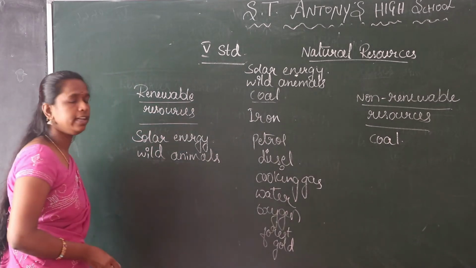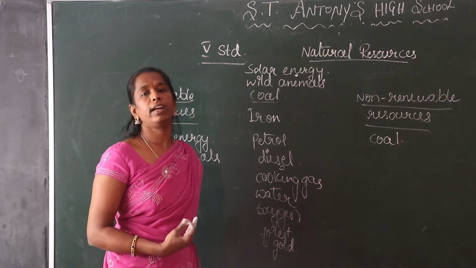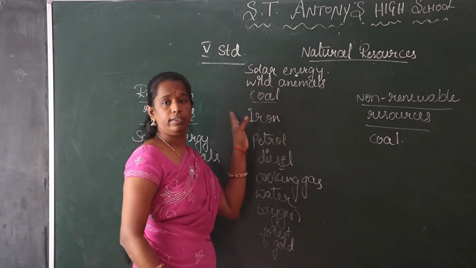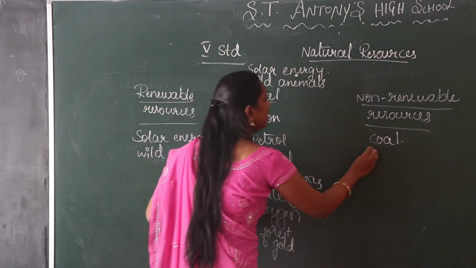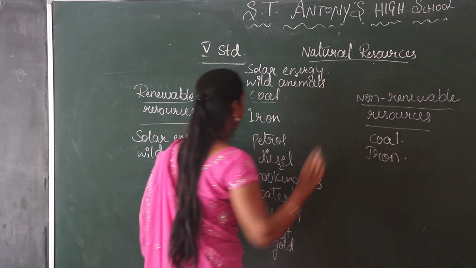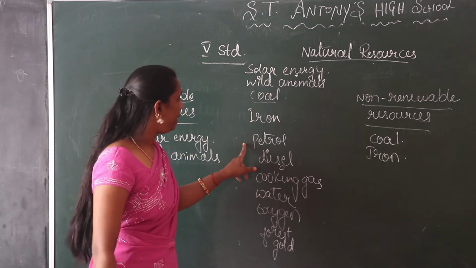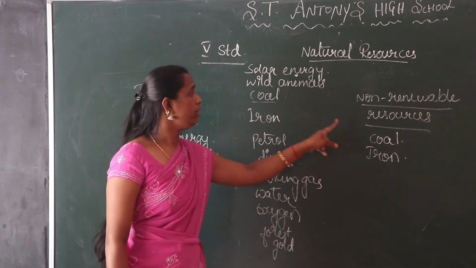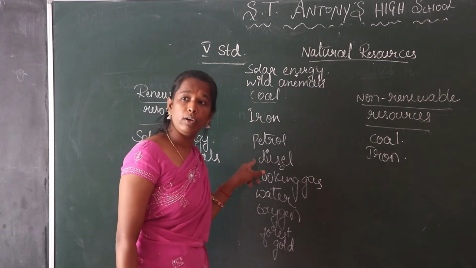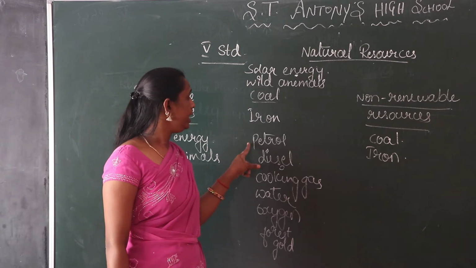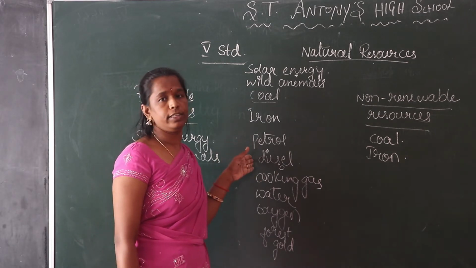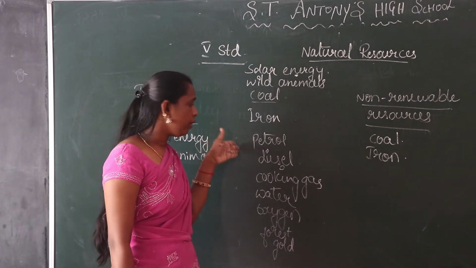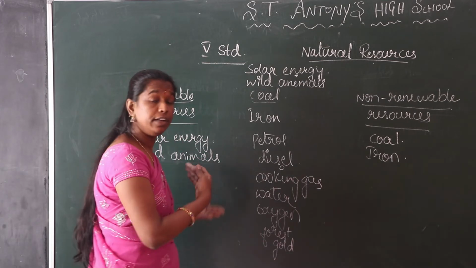Next one is iron. Iron is a non-renewable resource. It cannot be obtained continuously, because we use iron continuously, so iron comes under non-renewable resources. Petrol and diesel come under the non-renewable resources because they are petroleum products. They cannot be available continuously because of their formation. It takes thousands of years to form, and cannot sustain continuous usage.